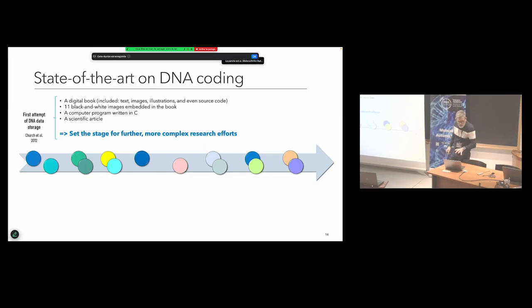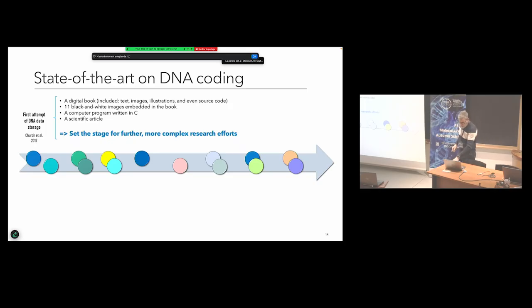State of the art, it's a rapid state of the art because it's mainly focused on image processing, and I don't want to focus on image processing. But anyway, you know that the first experiment was done by Church in 2012. The idea is older than that. You know that it's Richard Feynman at the end of the 50s who talked about storing information in molecules, in this famous presentation, There's Plenty of Room at the Bottom, I guess. And Church did the first realization of that in 2012, and he stored a digital book, black and white images, a computer program, and a scientific article, and he set the stage for further and more complex research efforts.